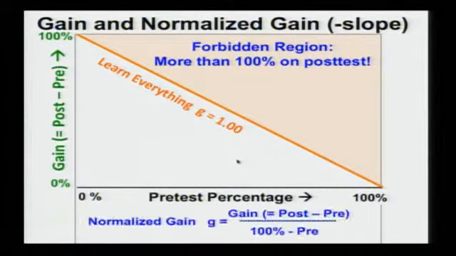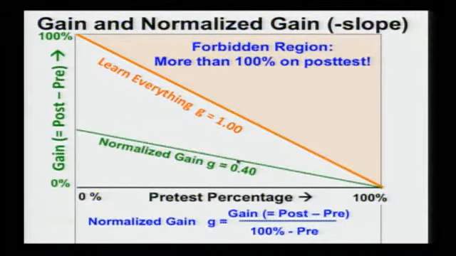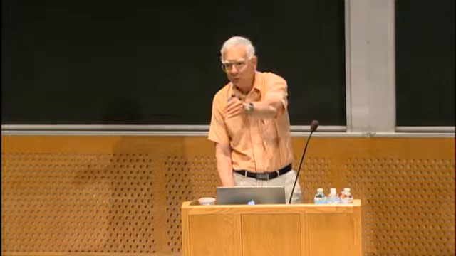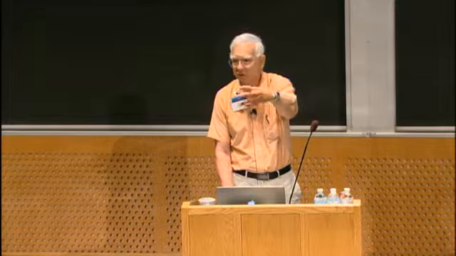Now, it turns out that many times what you see is that the classes or the students lie on this line here with a normalized gain, that is to say the gain divided by the amount you could possibly learn, of some constant number like 0.4 or 40%. In fact, there's a very large study of a huge number. Well, you can think of the gain, this little g, as being the fraction of what you didn't know before the course that you do know after the course. What fraction of what you didn't know did you learn?